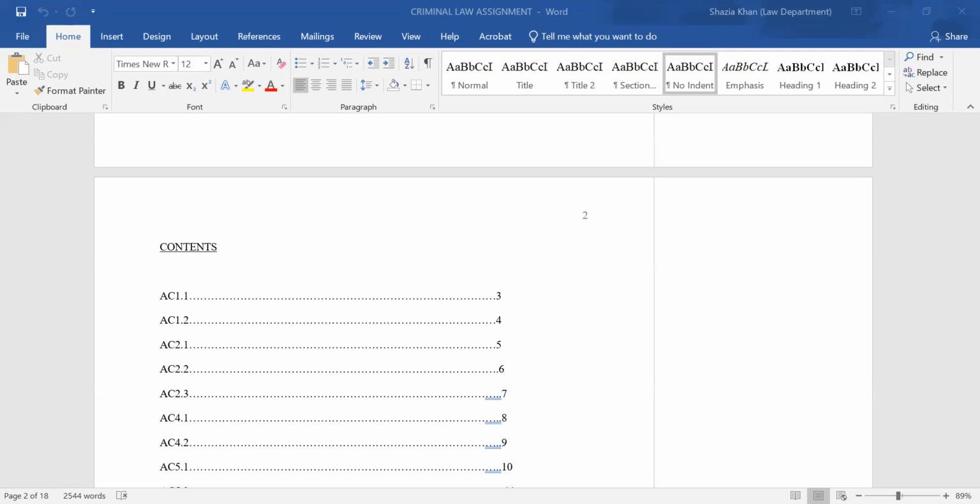And the very first page should contain the name of the assignment, your name, your module, which is law for accounting, and your number, and it should include the date you submitted as well.